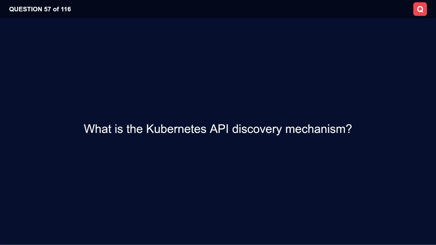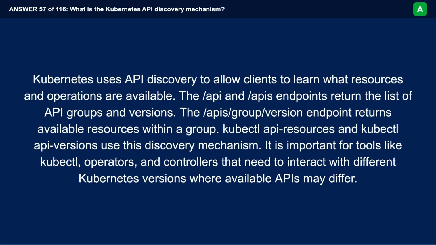What is the Kubernetes API discovery mechanism? Kubernetes uses API discovery to allow clients to learn what resources and operations are available. The /api and /apis endpoints return the list of API groups and versions. The /apis/group/version endpoint returns available resources within a group. kubectl api-resources and kubectl api-versions use this discovery mechanism. It is important for tools like kubectl, operators, and controllers that need to interact with different Kubernetes versions, where available APIs may differ.